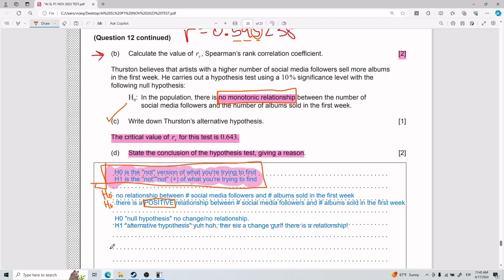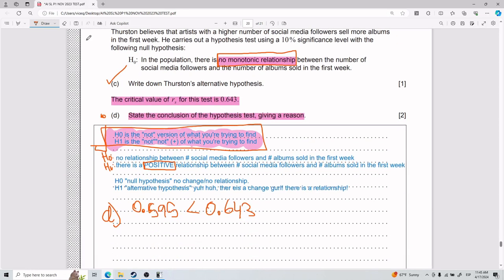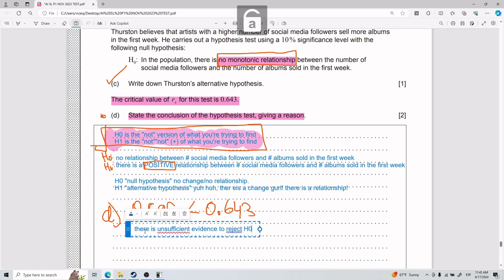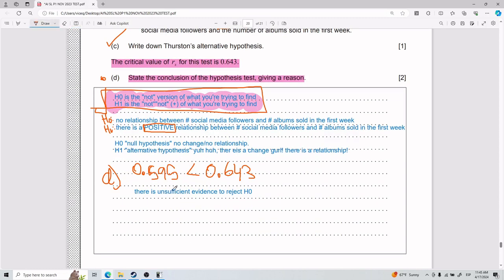Now, part D is actually very easy, but you need to understand what is going on, okay? Because on the one hand, I can just tell you, okay, you got 0.595 from part B for your R value. This is less than 0.643, and so that means that there is insufficient evidence to reject H0. And I'm going to tell you to memorize it, and you're going to get those 2 points for free, okay?